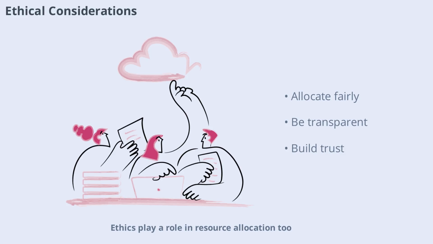Ethics play a role in resource allocation too. It's important to allocate resources fairly and transparently, avoiding favoritism or bias. By following ethical guidelines, you build trust within your team and with stakeholders, creating a positive project environment.